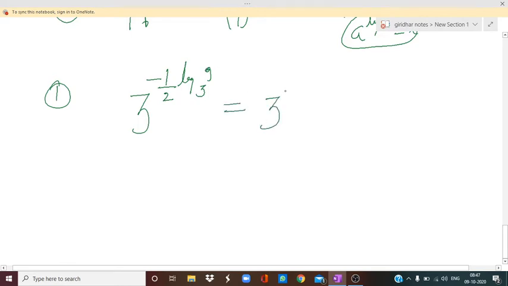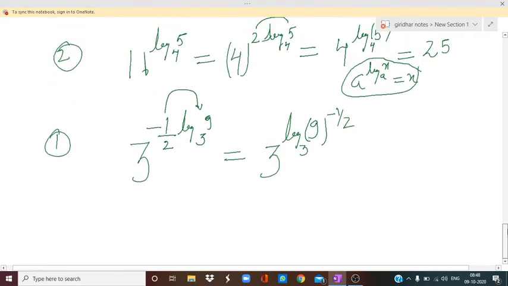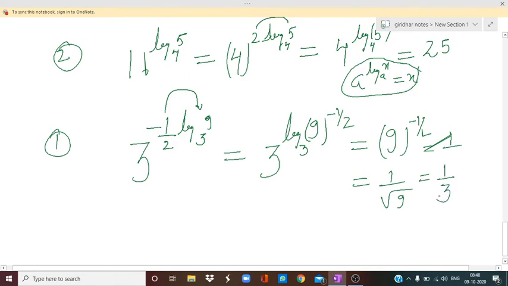So first of all, we'll take this power into this power rule, with the help of the power rule. So 9 to the power minus 1 by 2 and base is 3. So again it came into this formula only, a to the power log x with base a is x. So here we can write directly 9 to the power minus 1 by 2, which is 1 upon root 9, and this is 1 by 3.